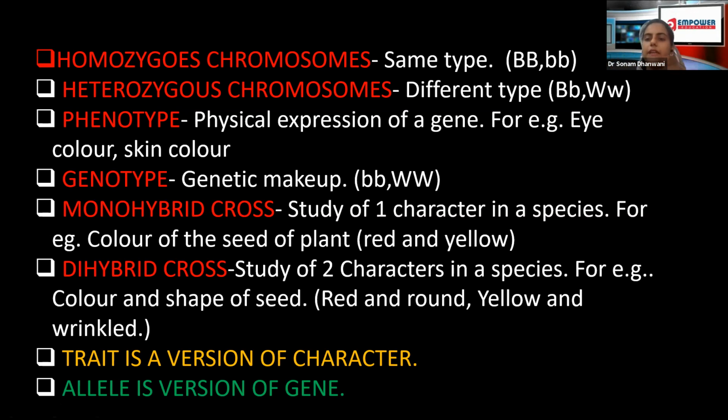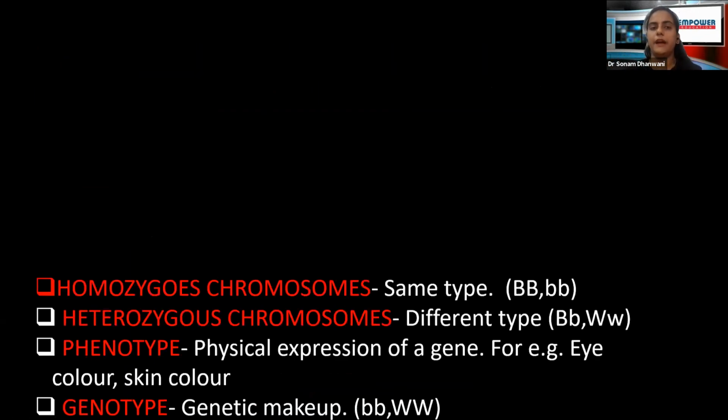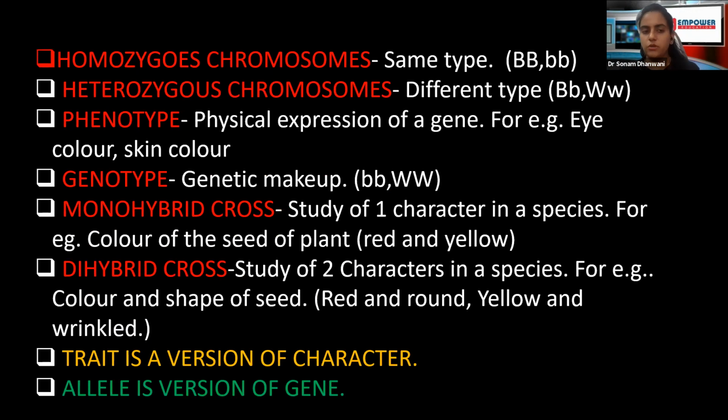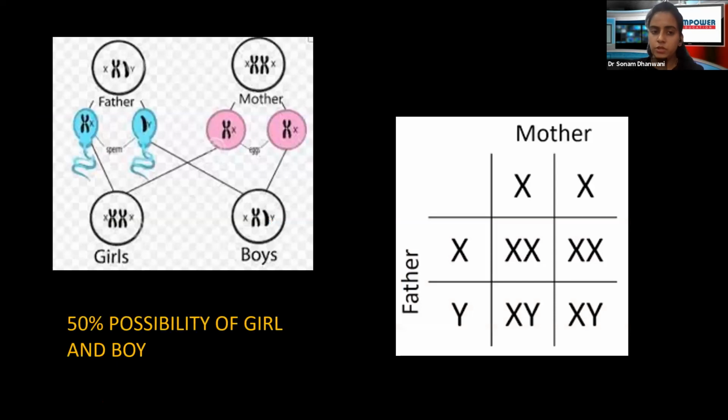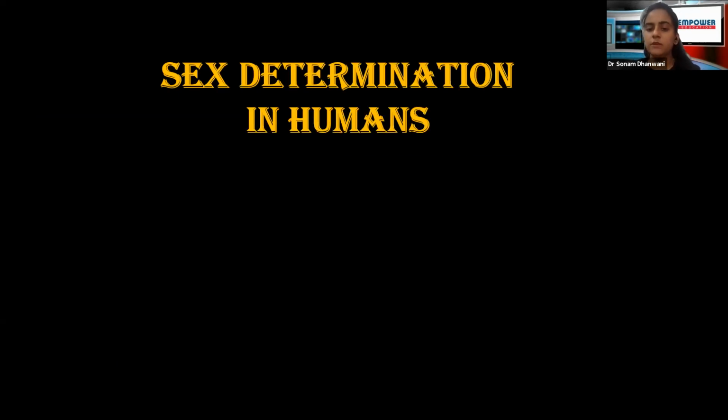Okay, trait और character लगभग एक ही बात हो जाती है, and allele और gene एक ही बात हो जाती है. Copies of genes are known as alleles. Okay, kids, are we clear with all the terminologies? Dominant, recessive, monohybrid, dihybrid, phenotype, genotype, homozygous, heterozygous, right? What is mutation? What is variation? How do we check sex determination?